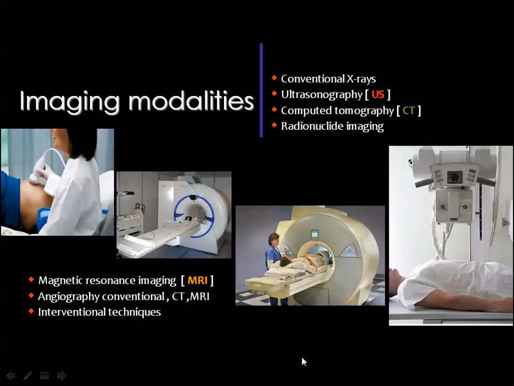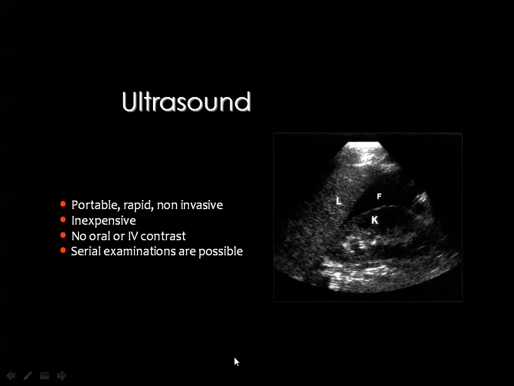Then, as you all know, we have too many imaging modalities for evaluation of the abdomen, including the ultrasound, the CT scan, the MRI, and of course the conventional X-rays. Then you can use also the radionuclide scans in some cases, and use the facilities of CT and MRI to perform angiographic techniques, and also we can perform interventional maneuvers.